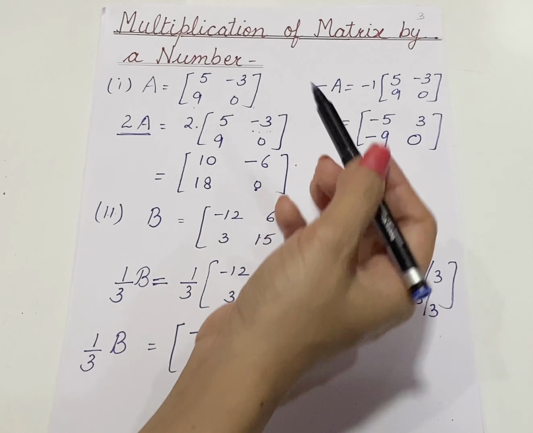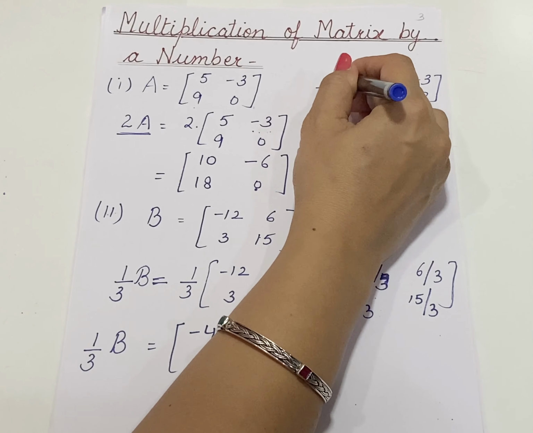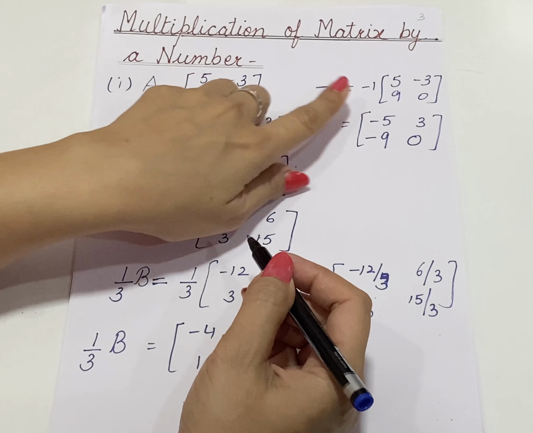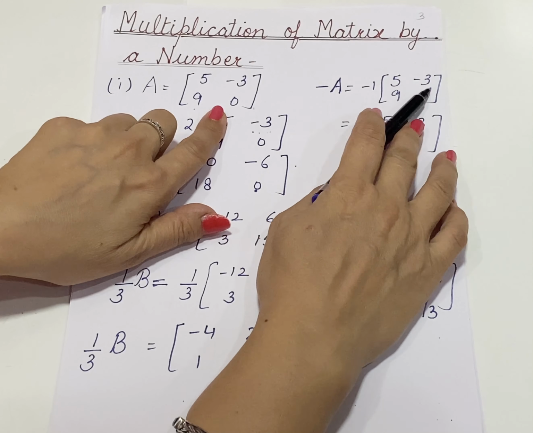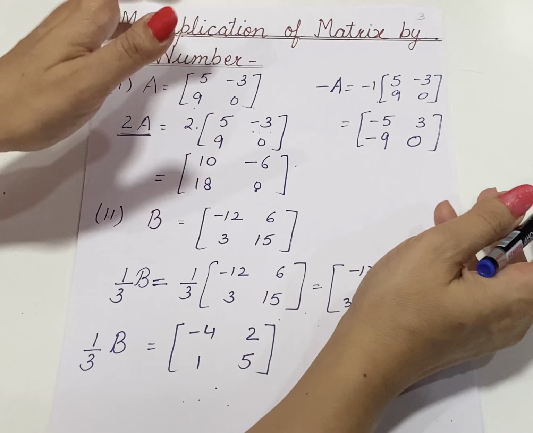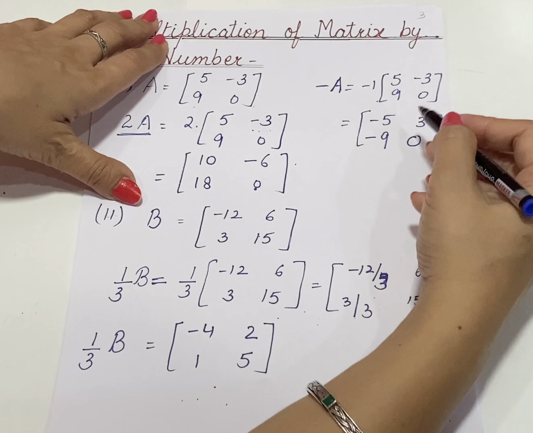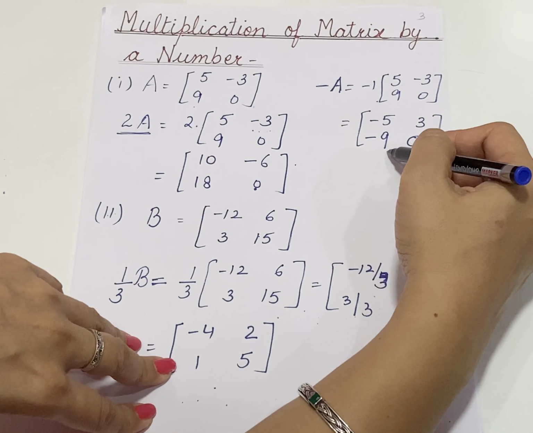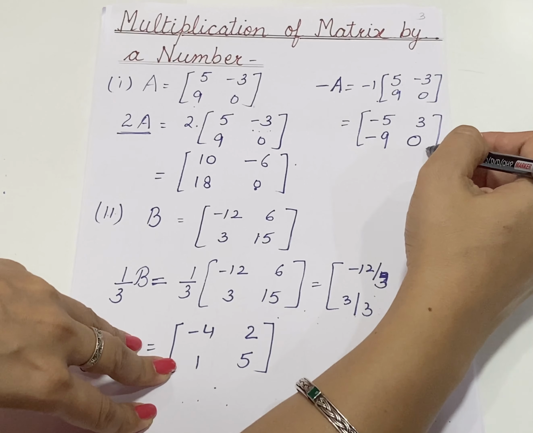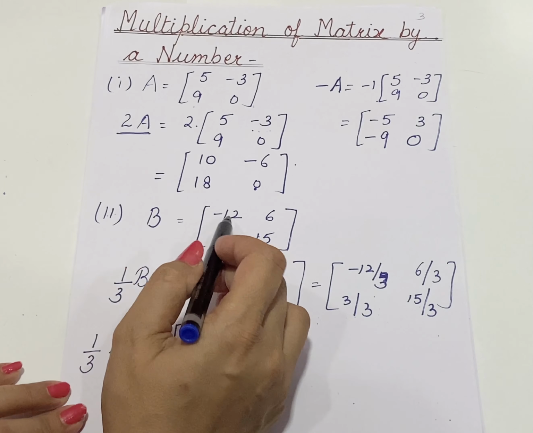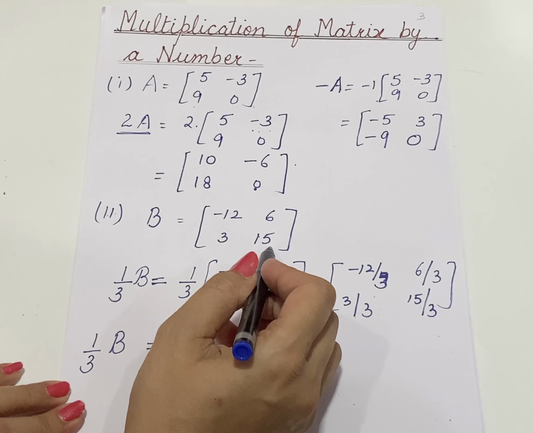Clear? If you have to calculate minus of A, it is very simple. It will be minus 1 times the matrix A, 5, minus 3, 9 and 0. Now in this case each element will get multiplied by minus 1. So minus 1 into 5 is minus 5. Minus 1 into minus 3 is plus 3. Minus 1 into 9 is minus 9, and 0 stays 0. Simple.